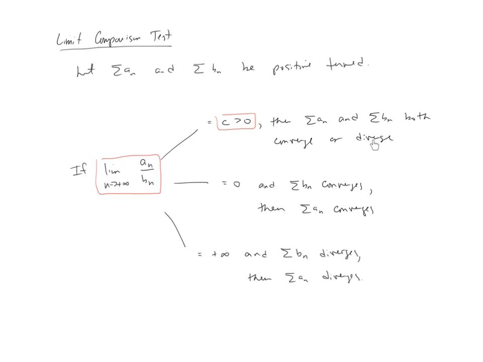or diverge, okay? If the limit equals 0 and the one that we came up with, the one that we're comparing it with, converges, then the original converges. And then finally, if that limit is equal to positive infinity and the one that we came up with diverges, then the original one given will also diverge. And so we'll go ahead and look at a couple examples, and you'll see how mechanical this can be. And hopefully it'll be a nice alternative to the other comparison test when it's not able to be used.